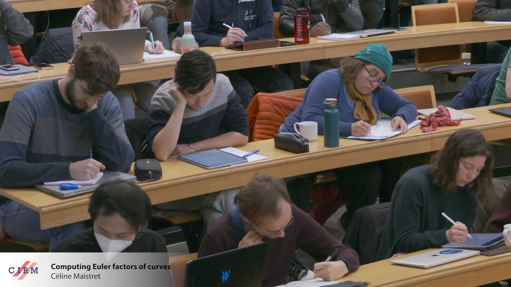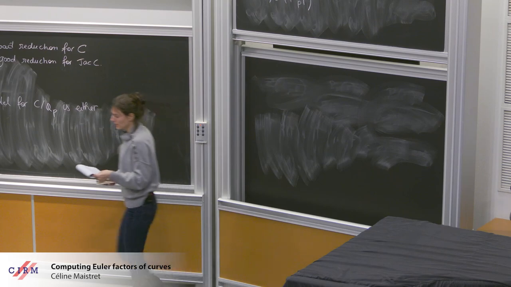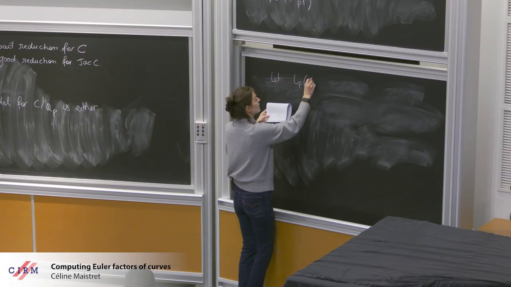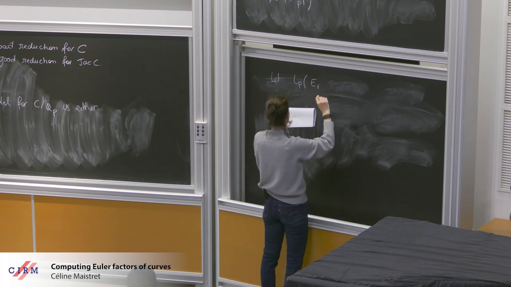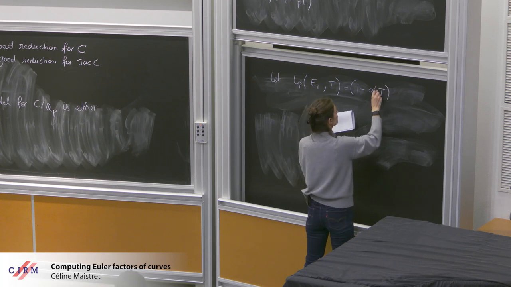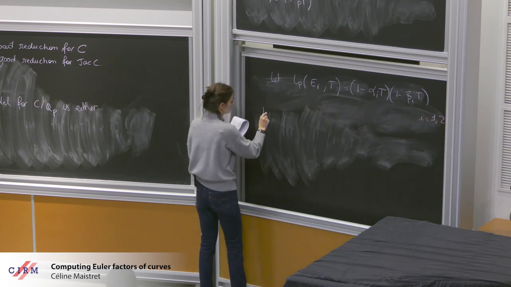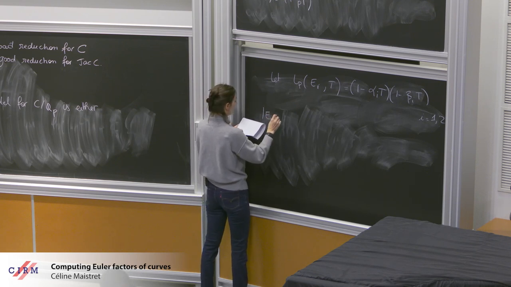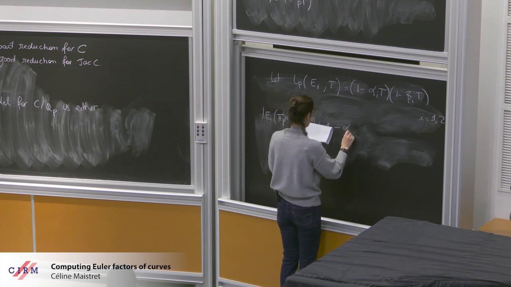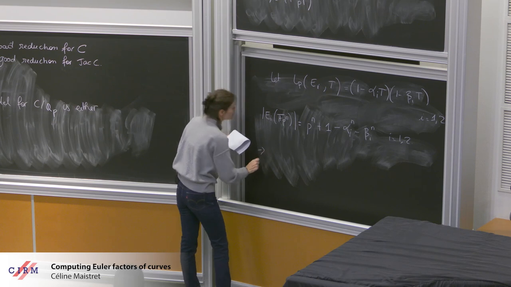Last, we need to count points on those curves. For this, I'm going to set up notation because we know those are elliptic curves, and we've seen earlier the definition of their Euler factors. I'm going to set up those Euler factors to be (1 minus alpha_i t)(1 minus beta_i t), for i being 1 and 2. So those are my two curves. Which means that if I want to count points on my curves E_i over Fp^n, this is going to be p^n plus 1 minus alpha_i^n minus beta_i^n, for i equal to 1 and 2.